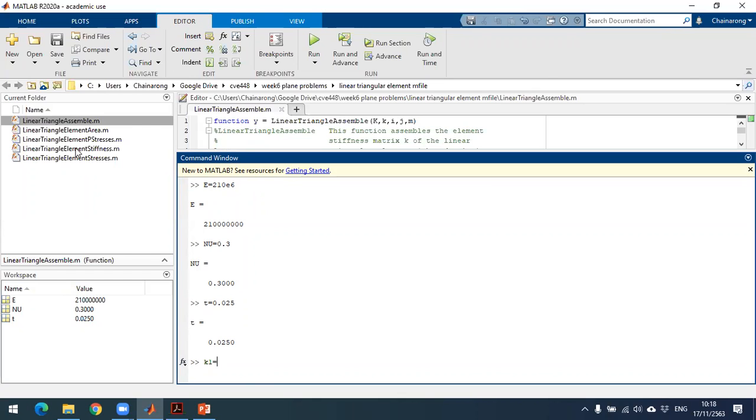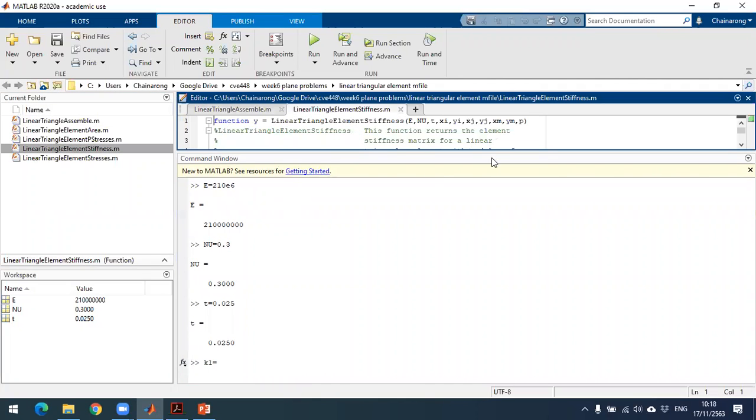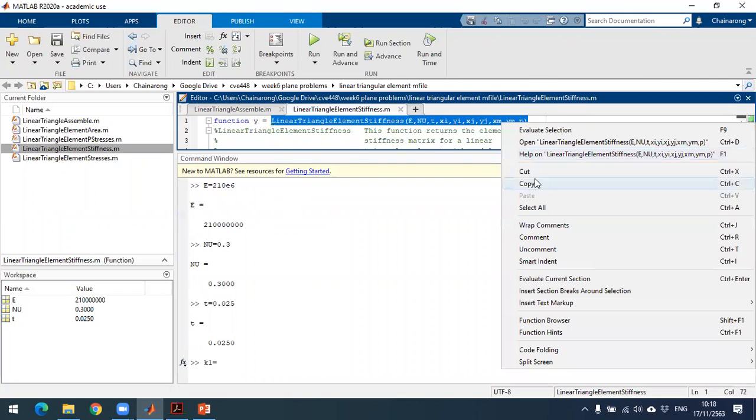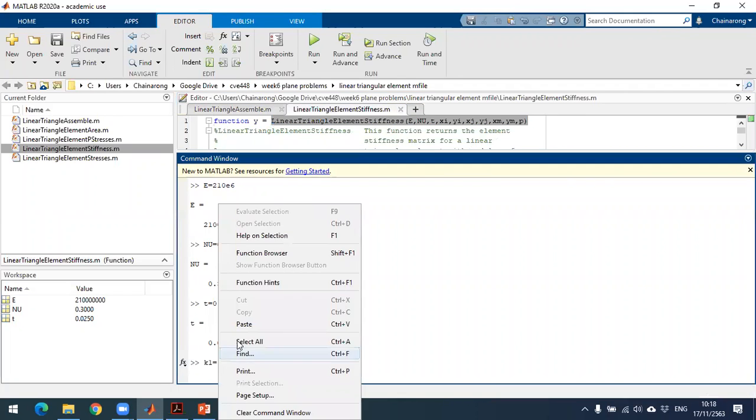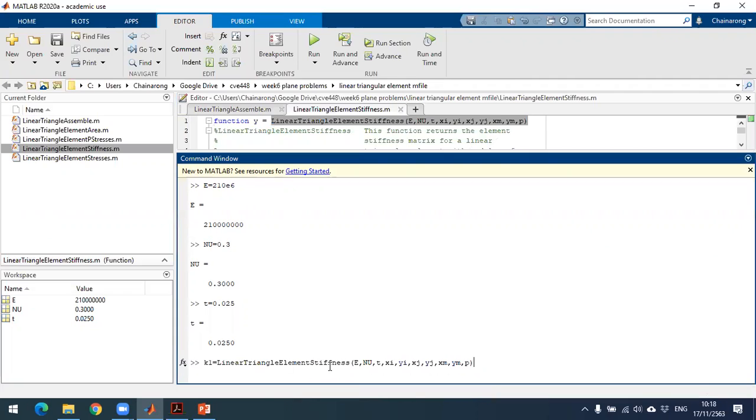Use the command for the element stiffness. It should be like this. Change the values to E, mu, and t. And then xi for element number 1 is equal to what?